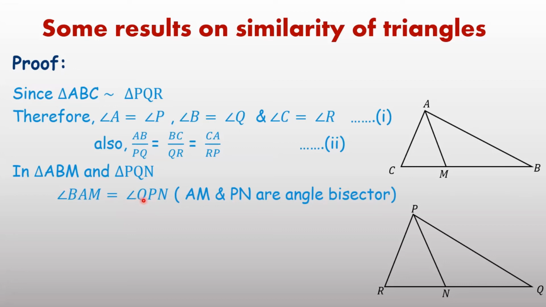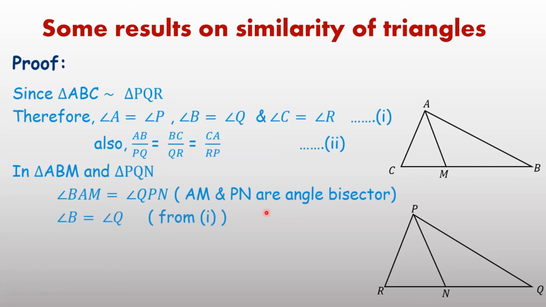Angle BAM equal to angle QPM. This means this angle is equal to angle P, half angle. Because angle A is equal to angle P, both angles are equal, meaning corresponding angles. Half of these two angles are also equal, therefore these two angles are equal, which is known as a bisector. Bisector means it divides angle A and angle P into equal parts.